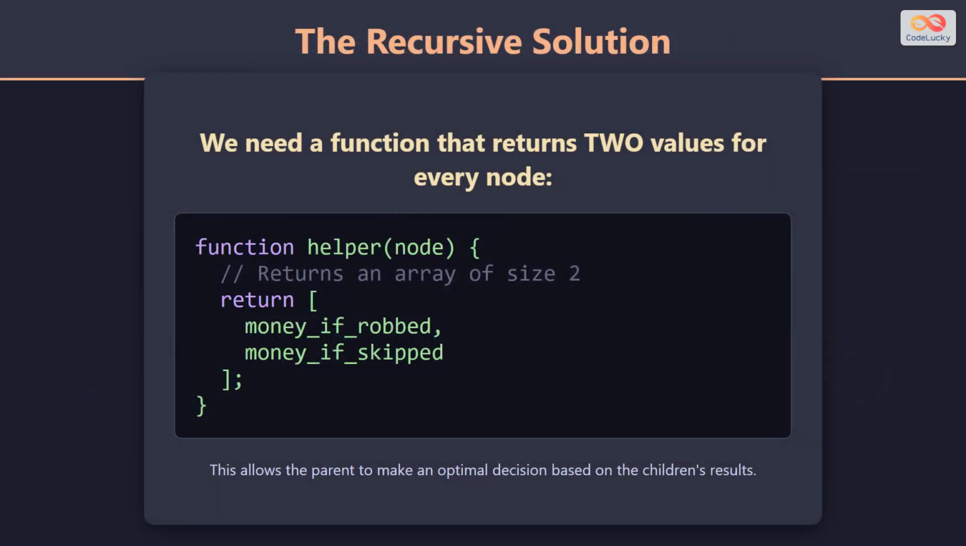To solve this efficiently, we can use a depth-first search helper function. For every node, this function will return two values: the maximum money we can get if we rob this node, and the maximum money we can get if we skip this node. This allows the parent to make an optimal decision.